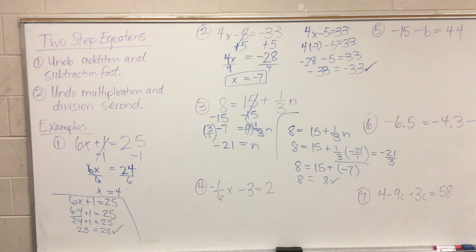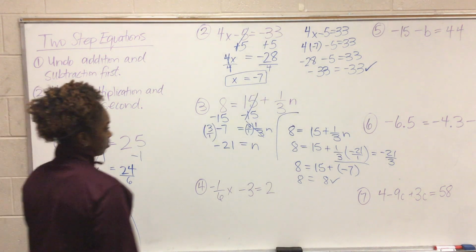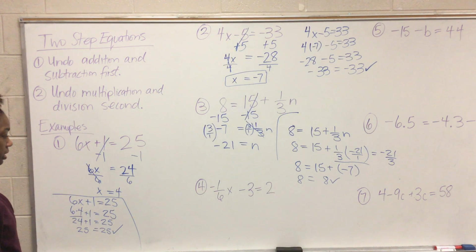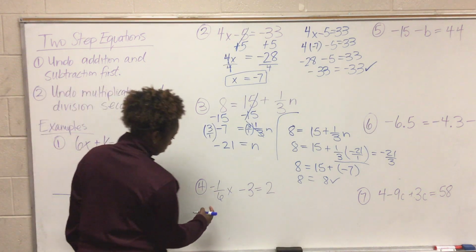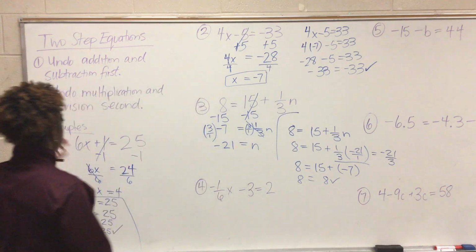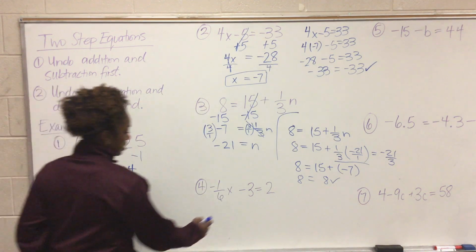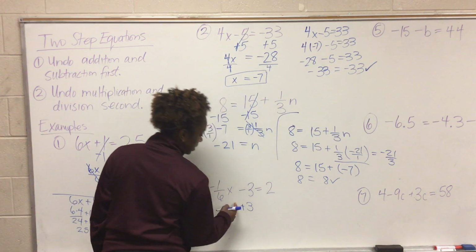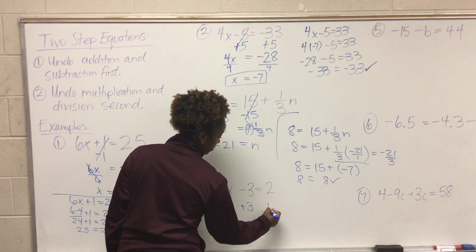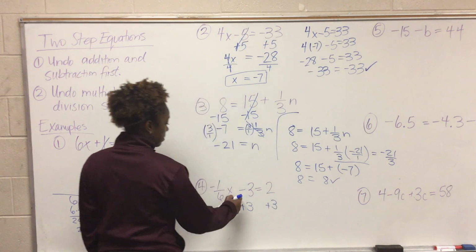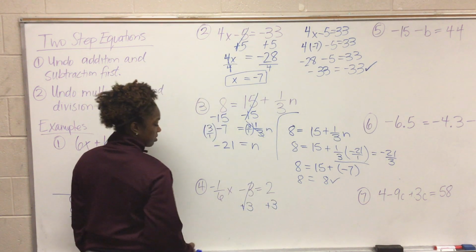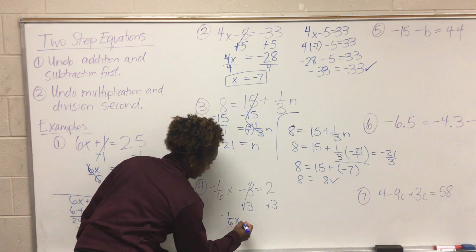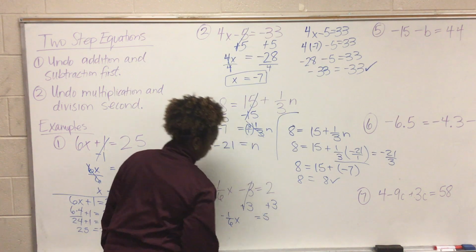So I have negative 1/6 x minus 3 equals 2. So I want to undo addition and subtraction first. They subtracted 3, so I want to add 3 on both sides. You can't do it on this side and not the other side of the equal sign. Negative 3 plus 3 is 0. This cancels out. I'm left with negative 1/6 x equals 5.